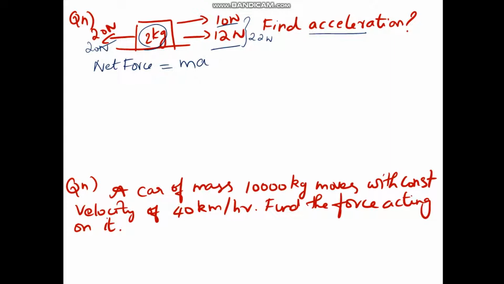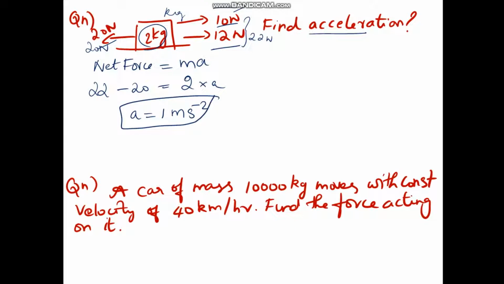So the object will move in the direction where the more force is there. So it will move rightwards. So which is 22 minus 20 is equal to 2 into a. Acceleration comes out to be 1 m/s^-2. Now let us see the next question.